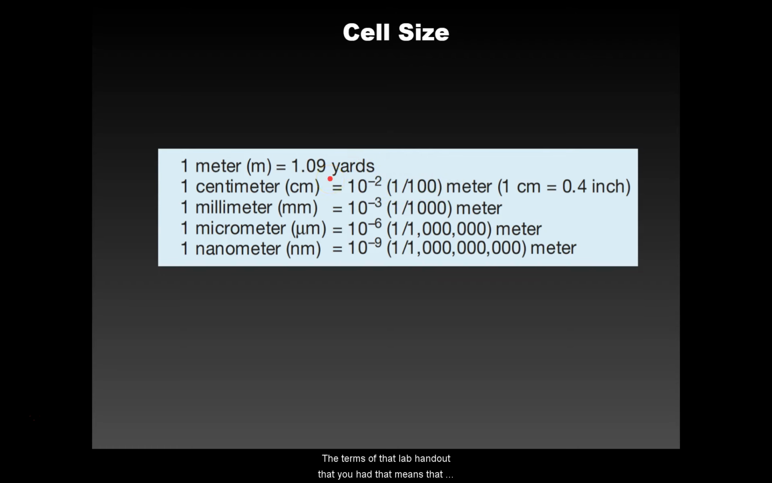So in terms of that lab handout that you had, that means that you would move the decimal point 2 spaces to the left, depending on which way you're going. So if you had 100 centimeters, that means you have 1 meter, and you needed to move the decimal point 2 places to the left. If you had 100 meters, how many centimeters would that be?